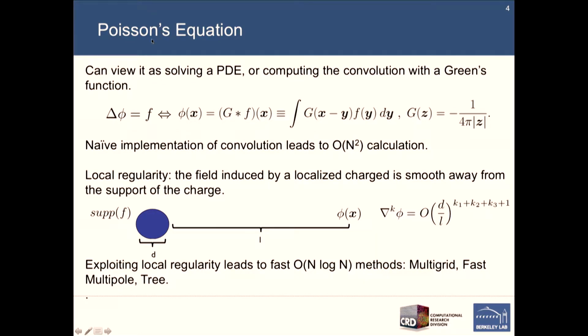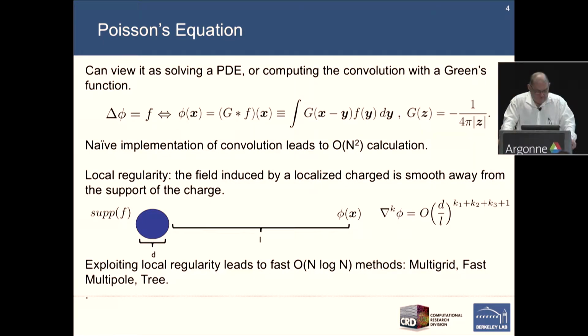So this is Poisson's equation. This is something that many of us have to solve in lots of different settings. You can view it as solving a partial differential equation, Laplacian phi equals f, solve for phi, or you can view it as computing the convolution with a Green's function. phi is equal to g convolved with f, which is the integral of g(x minus y) f(y) dy, where g(z) is the classical Coulomb or Newtonian potential. Now, if you were to take this form of the equation, a naive implementation using quadratures on n points would lead to an order n squared calculation.